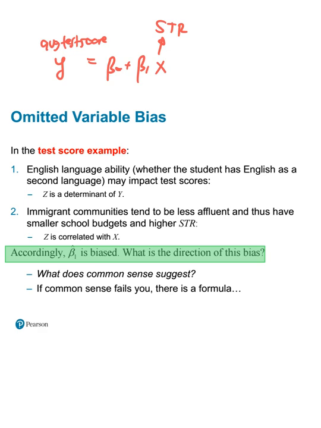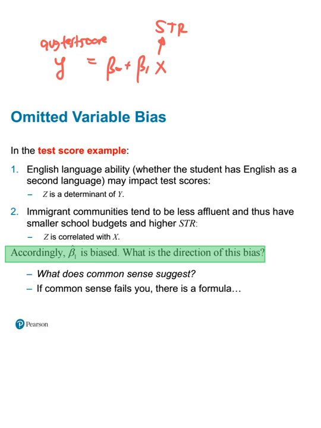So the example from the book, and it's a great one, so I'm going to borrow it, is talking about English language ability, whether or not a student has English as a second language. Are they ESL learners? This is a variable that we are not controlling for. Number one, does it impact our dependent variable of average test scores? And number two, do you think it's actually correlated with our regressor that we are controlling for?